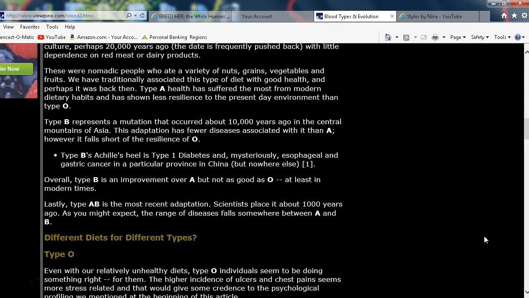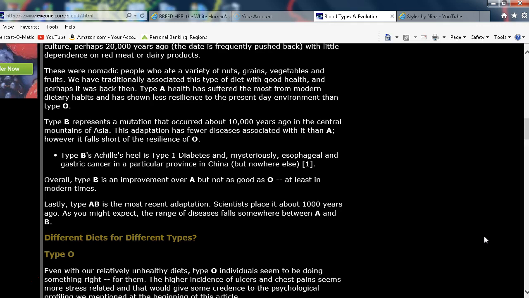Now, type A health has suffered the most from modern dietary habits and has shown less resilience to the present day environment than type O. Type B represents a mutation that occurred about 10,000 years ago in the central mountains of Asia. This adaptation has fewer diseases associated with it than A. However, it falls short of the resilience of O.